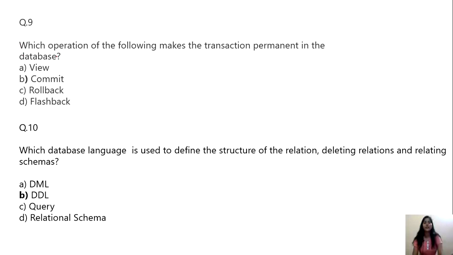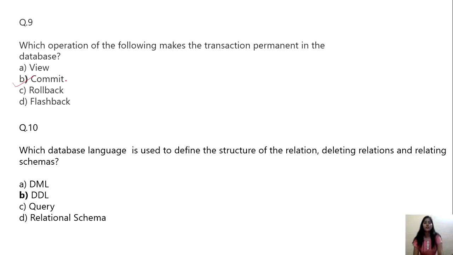Next question is, which operation of the following makes the transaction permanent in the database? Once you have made the data permanent in the database, further change is not allowed, right? So which operation do we use to make the data in the database permanent? Commit. Commit is the statement that we use to make the transaction permanent in the database.